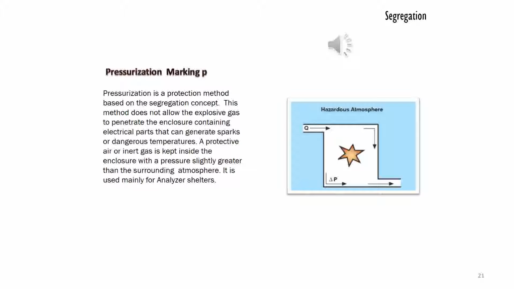Pressurization marking P. Pressurization is a protective method based on the segregation concept. This method does not allow the explosive gas to penetrate the enclosure containing electrical parts that can generate sparks or dangerous temperatures. A protective air or inert gas is kept inside the enclosure with a pressure slightly greater than the surrounding atmosphere pressure. It is used mainly for analyzer shelters.